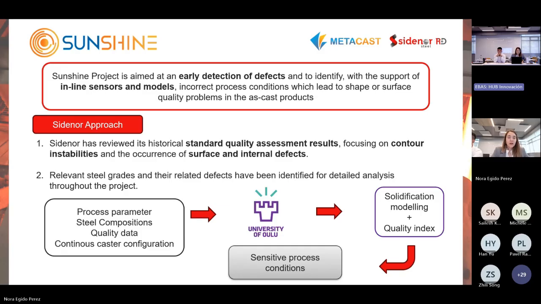And we have chosen some of these steel grades to be analyzed and studied through the project. Now what we have done with these steel grades is to collect process parameters, steel compositions and quality data, and also we have gathered the information we have about our continuous caster configuration. And with this, we have made a package, and we have sent this information to the University of Oulu. They will support us with modeling our continuous casting process.